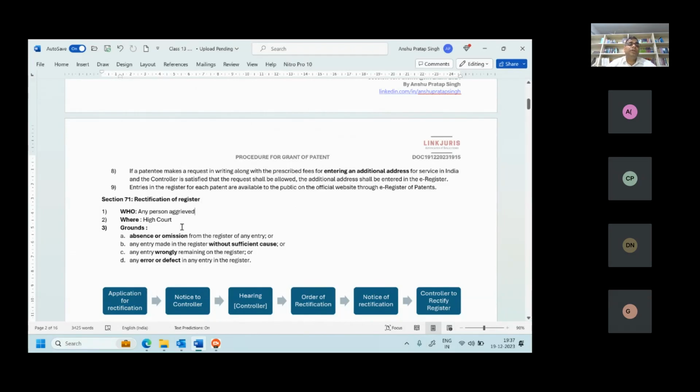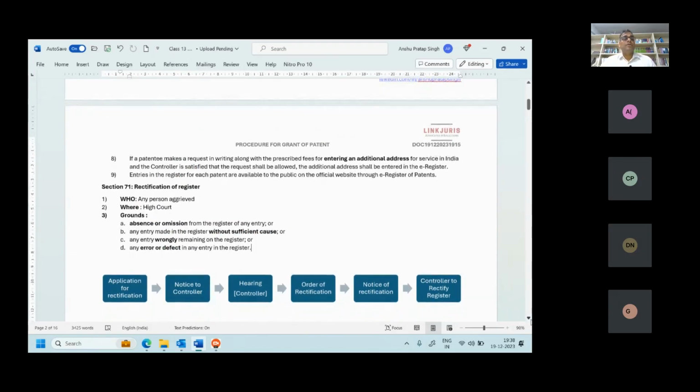Then the grounds are absence or omission from the register of any entry, or any entry made in the register without sufficient cause, or any entry wrongly remaining, or any error or defect in it. Then you can go to the High Court and get this rectified.